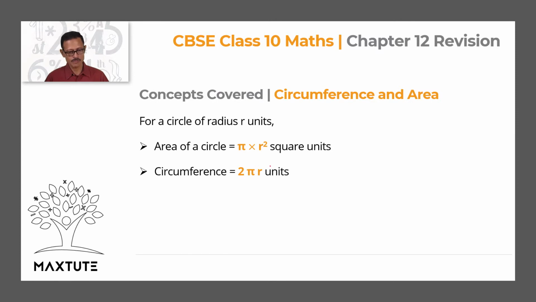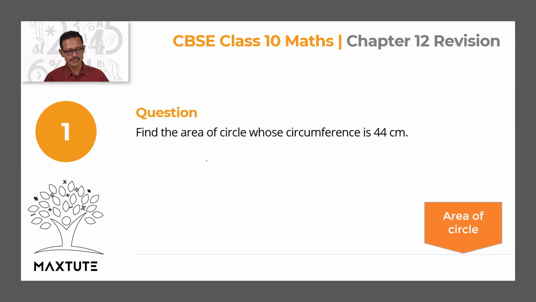Area of a circle formula is pi r square, where r is the radius of the circle, and the circumference of a circle formula is 2 pi r, where r is the radius of the circle. Let's do a couple of questions, consolidate both these formulae and then move on to sectors and segments. First question, find the area of the circle whose circumference is 44 centimeters.